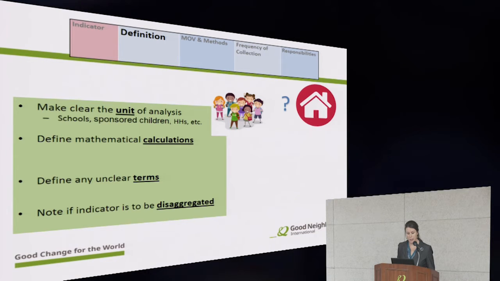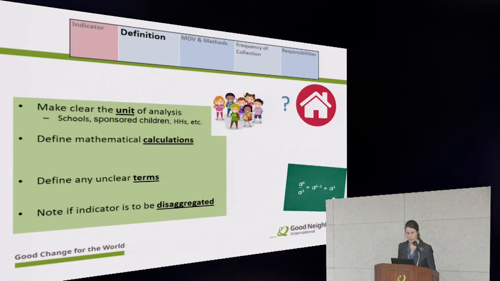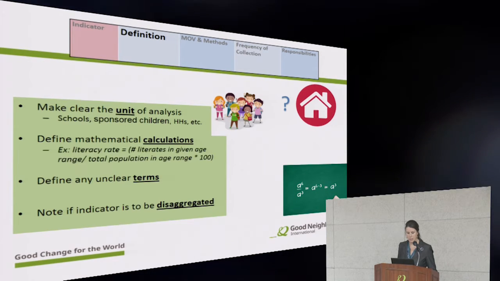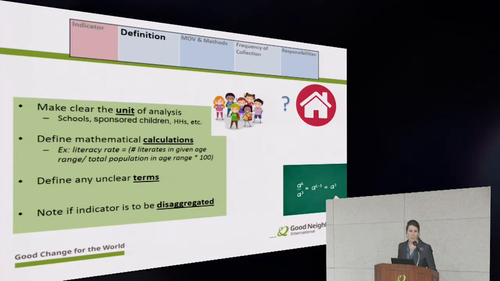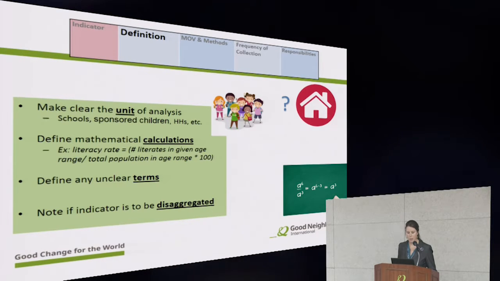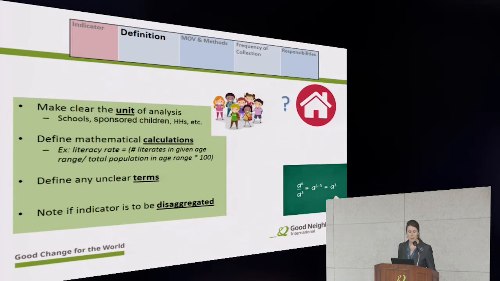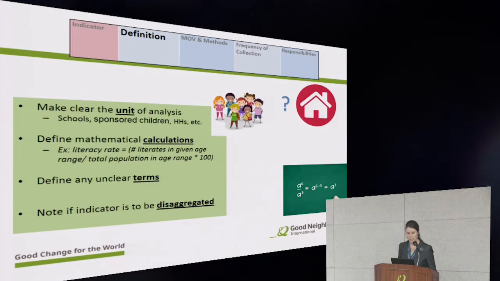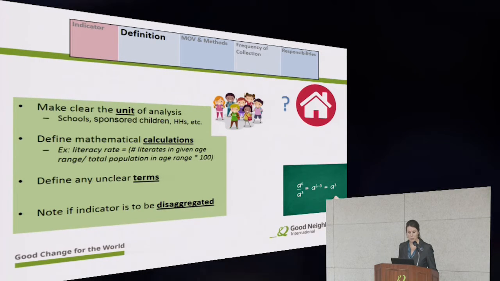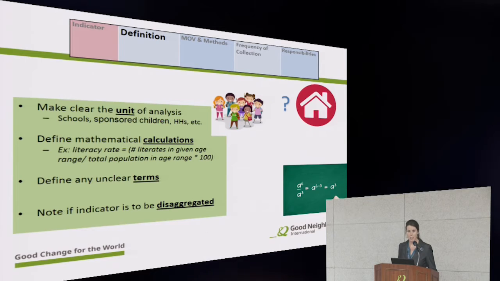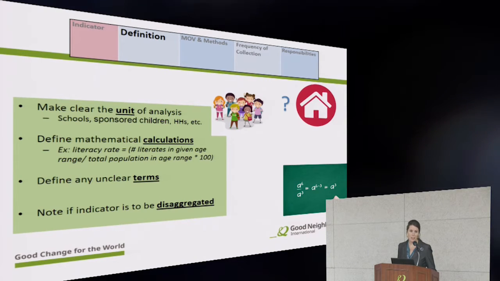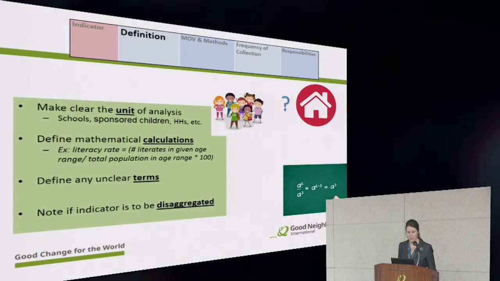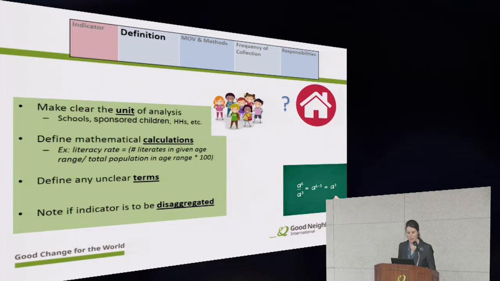We need to define mathematical calculations. For example, let's say our indicator is literacy rate. We need to explain, spell out here, that this means number of literates in a given age range divided by the total population in that age range times 100. We need to clarify how we calculate that mathematical term.